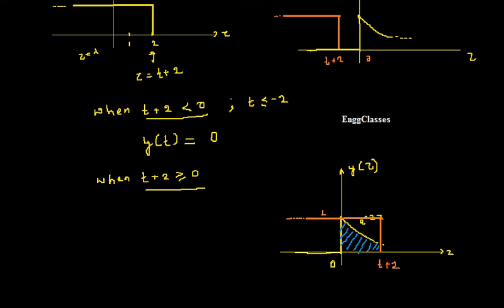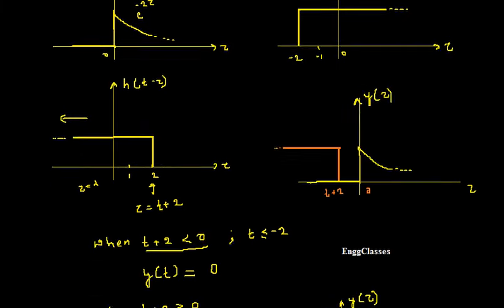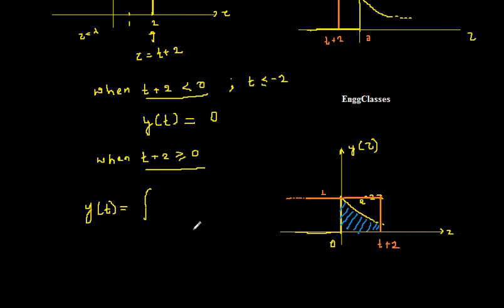So now under this condition, when t plus 2 is made greater than 0, I can find the convolution integral. So I am going to get the expression for y of t. It was the integral from minus infinity to infinity of x of tau h of t minus tau d tau. So now I need to change that limit, where I am going to get the positive answer for the convolution integral, the common region. It starts from 0. The lower limit is going to be 0.